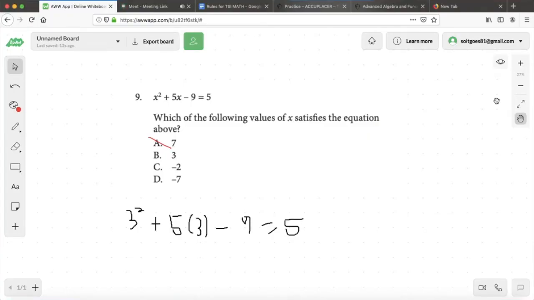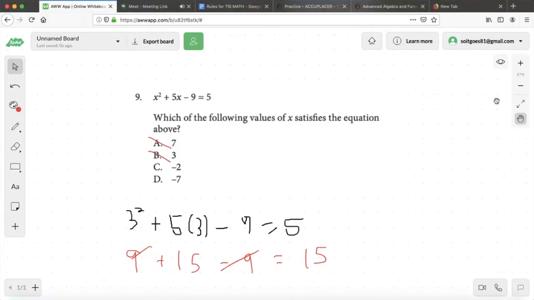3 squared is 9, and then 5 times 3 is 15, minus 9, so it's actually 15. Oh yeah, right, because the 9 minus 9 is going to be 0. We're left with the 15. But regardless, it's not the right answer choice. That doesn't work. Does that make sense? Yeah. All right, B is gone.